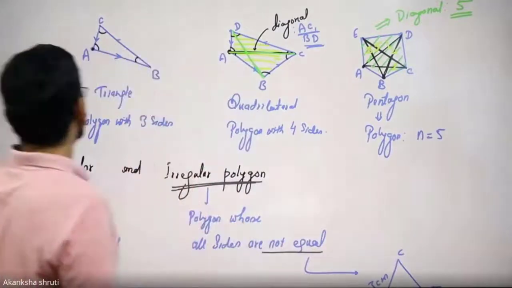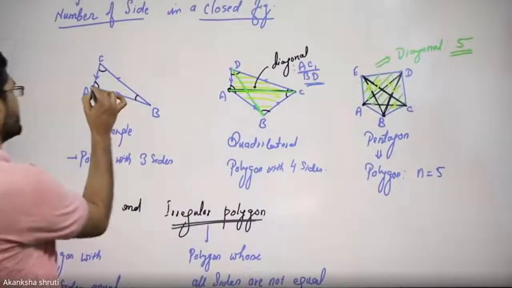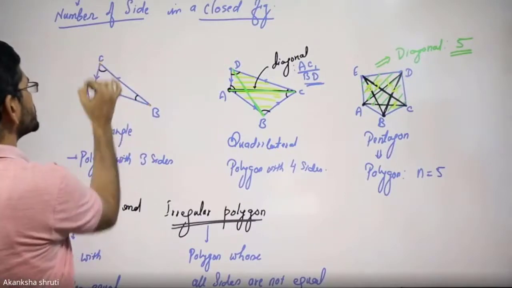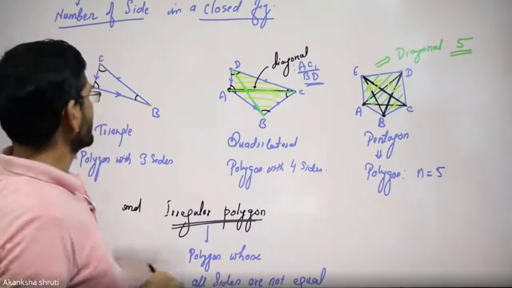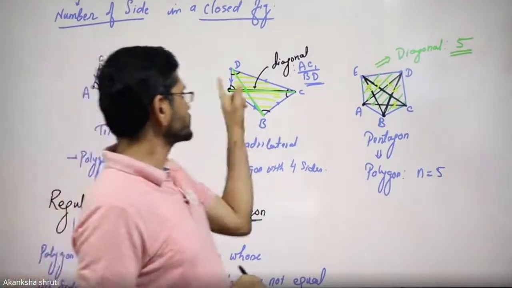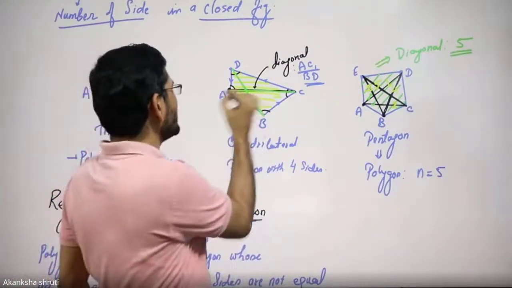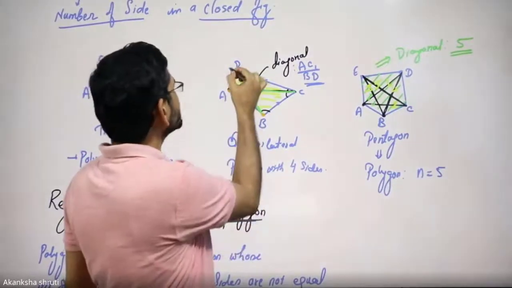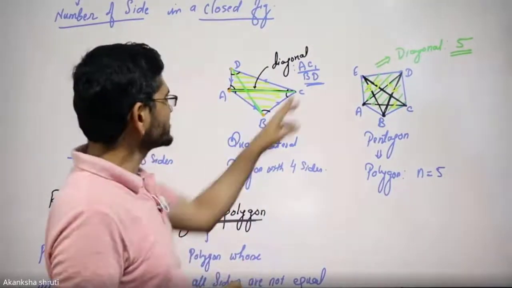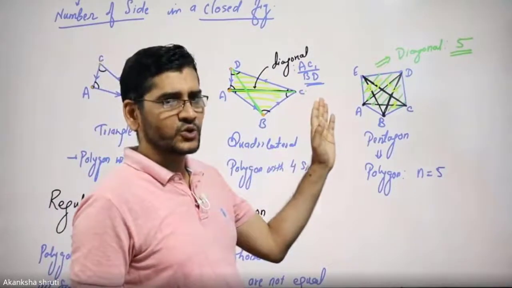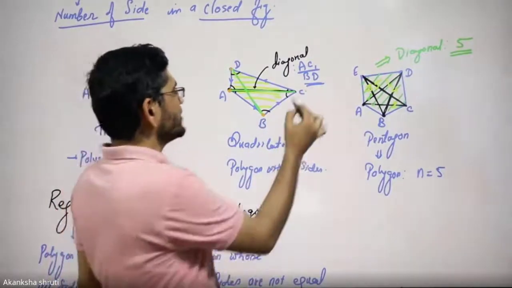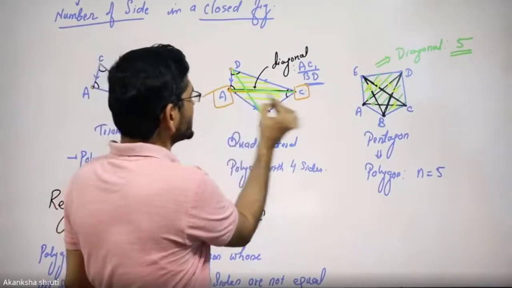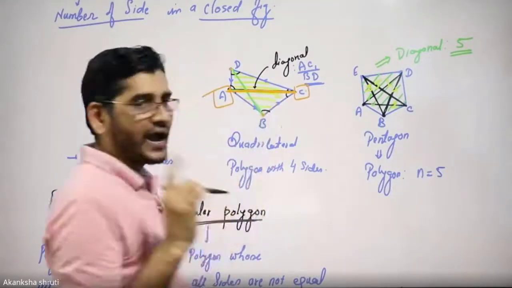Now, considering one of the vertices, look for the other or nearby vertex. These two are adjacent. But if I am considering this quadrilateral, then for this A, B is just the next vertex to A, D is also the next vertex to A, but C is not the next vertex to A. Joining this C with this A by a straight line gives us a diagonal.